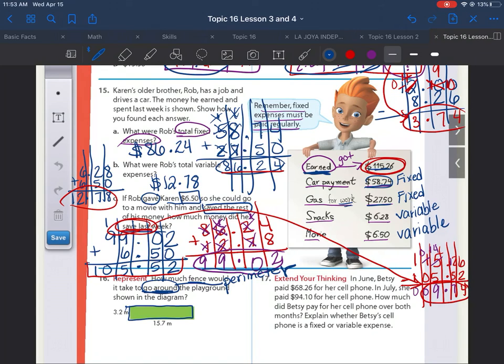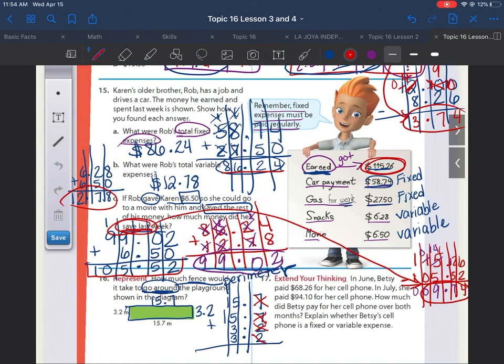It is a rectangle, so if the bottom is 15.7, the top is 15.7. If the side is 3.2, the side is 3.2. So perimeter, add up all sides. So 15.7. Again, 15.7. Then we have 3.2 and 3.2.